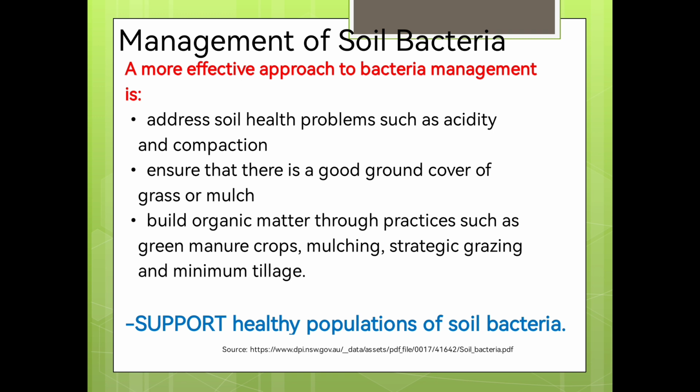So there is a more effective approach to bacteria management, and this often addresses soil health problems such as acidity and compaction. So first, dapat ma-address muna natin ngayon yung problema ng lupa natin, particularly acidic ba yung lupa natin or alkaline and compacted. And we have to ensure that there is a good ground cover of grass or mulch kasi sila yung magiging source ng pagkain ng mga bacteria. We need to build organic matter through practices such as green manure crops, mulching, strategic grazing, and minimum tillage. So when we do this approach, we support healthy populations of soil bacteria.